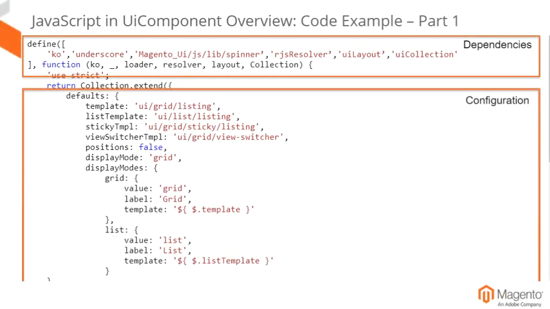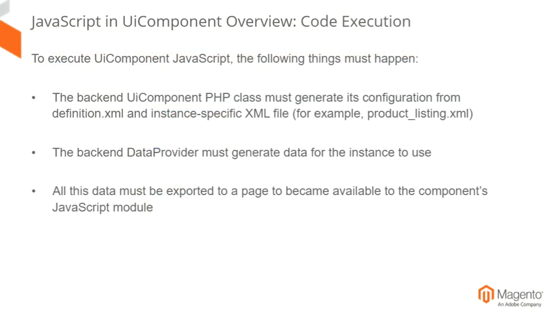This code from Magento UI View Base Web JS Grid Listing.js is an example of the listing component's JavaScript. Note some of the elements of the UI component JavaScript framework, such as UI layout, UI collection, and so on. Typically, UI component JavaScript returns an extension of either a UI collection or UI element object. Use the scroll bar to view all the code. This slide describes key steps that must be taken to get UI components executed and rendered on the page.